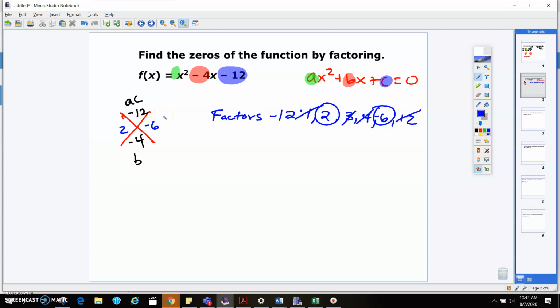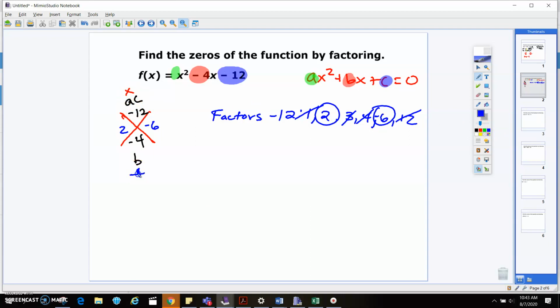Is 2 times -6 -12? Yes, and if we add 2 and -6 together, that's going to give me -4. So just keep in mind, it's got to multiply together to give you A times C, but it's going to add together to give you B.